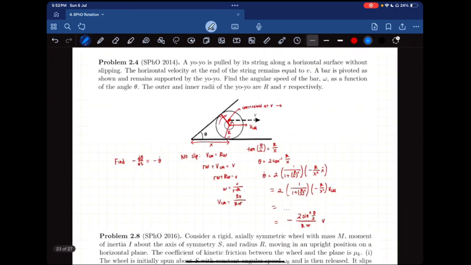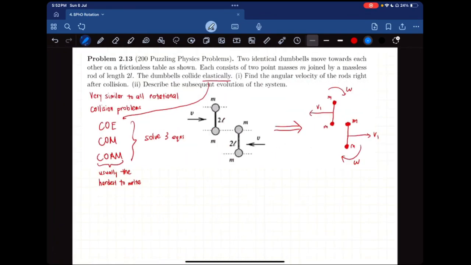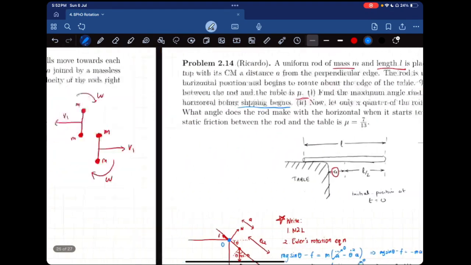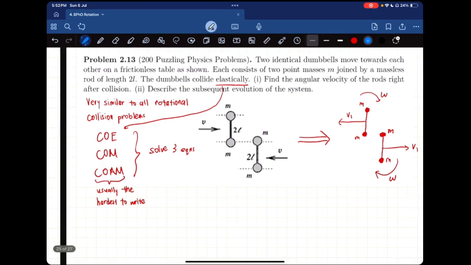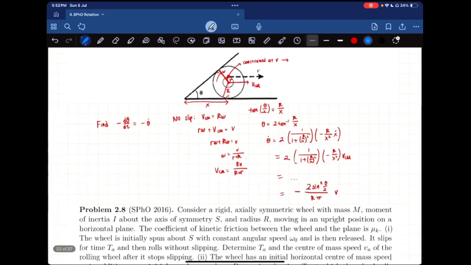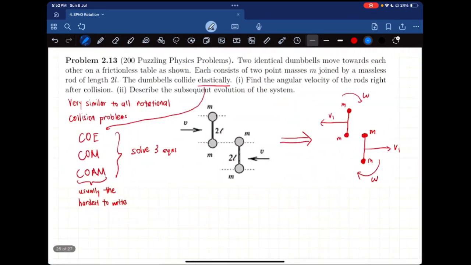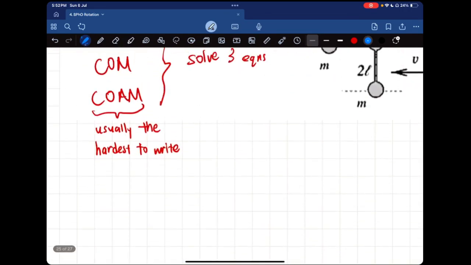We have time to, I think, go through one more problem. Let me just see if anyone has any requests. Okay, there are no requests. I think we can just go through 2.13.